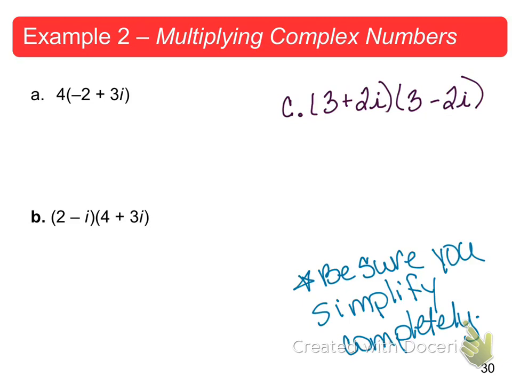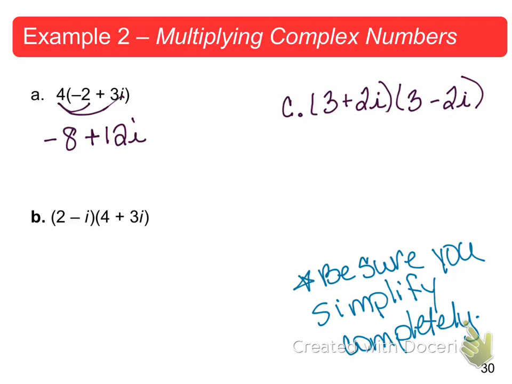Okay, now the first one is just a monomial times a binomial. So I'm going to take the 4 and multiply times the negative 2. Then I'm going to take the 4 and multiply by 3i. So 4 times negative 2 is negative 8. 4 times 3i is 12i. Now this is not something that I can continue to simplify. Okay, I'm done there. This is complex. I have a real portion and I have my imaginary portion. Negative 8 and positive 12i can't be combined anymore.